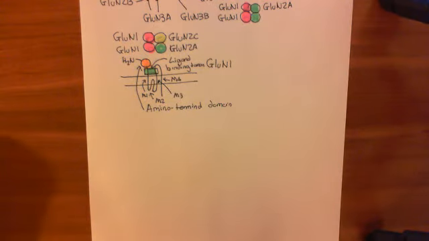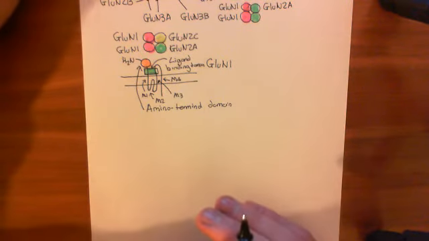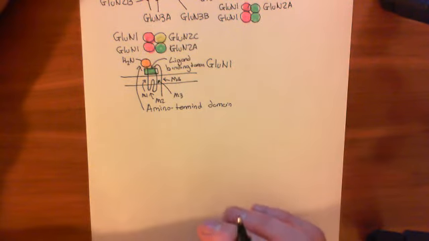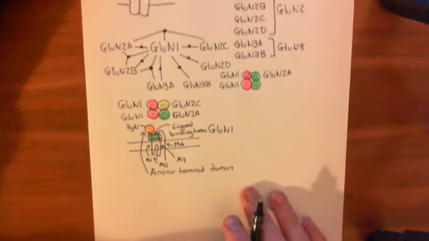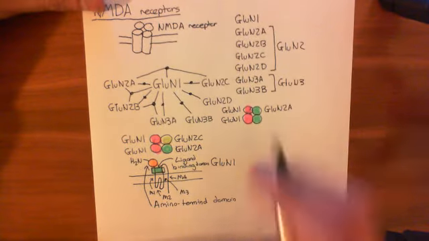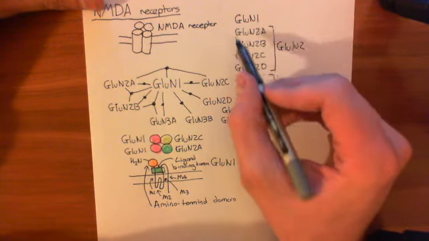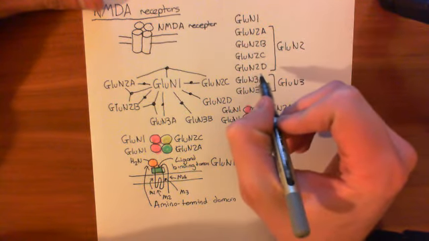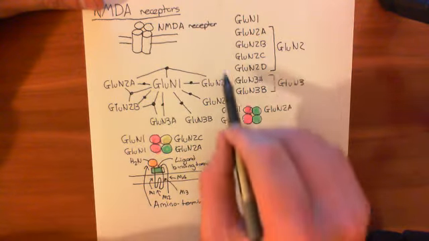Okay, so welcome back to the second video on the NMDA receptor. In the previous video we saw the structure of the NMDA receptor. We have seen that there are 7 different genes which code for subunits of the NMDA receptor, and that they can form tetramers in the way shown by this diagram.